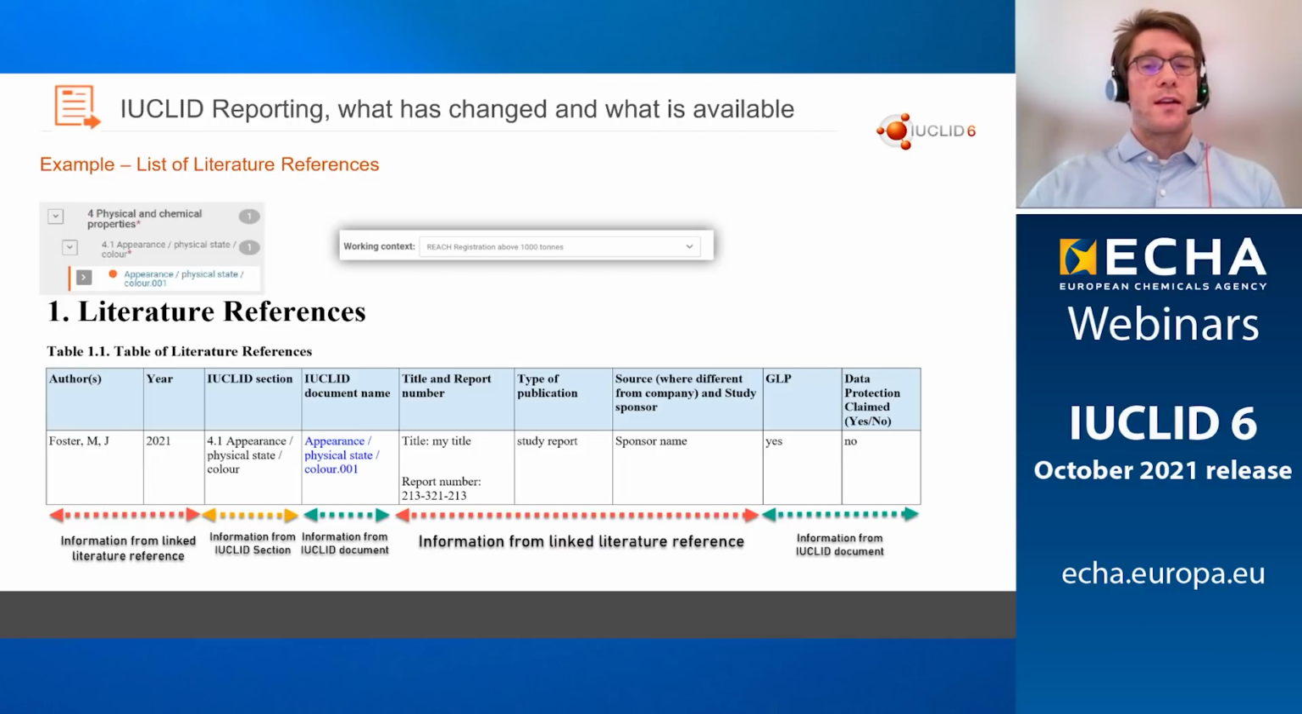And on the right-hand side, there's some additional information about the study which is referencing this literature reference. First of all, the GLP information is displayed, the good laboratory practice. And finally, if there's a data protection claim on the study itself. So this is an example of the list of literature references and to show how it's organized.